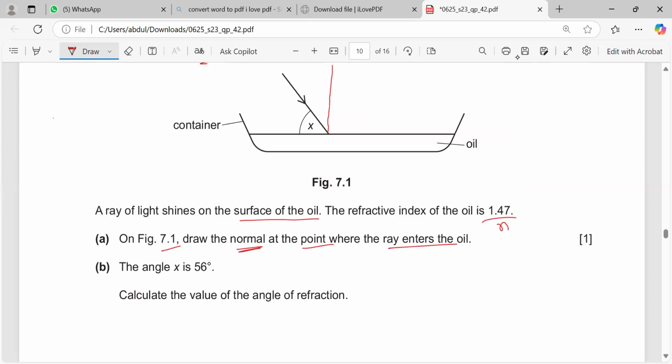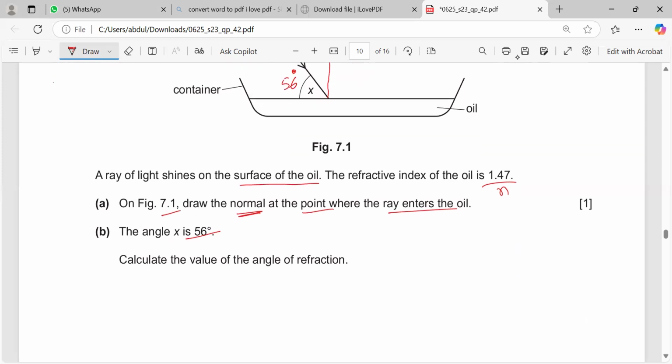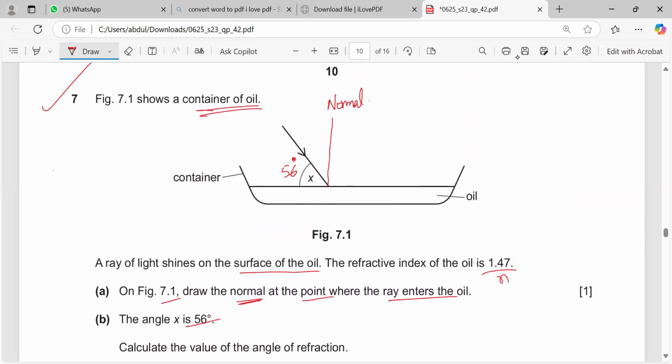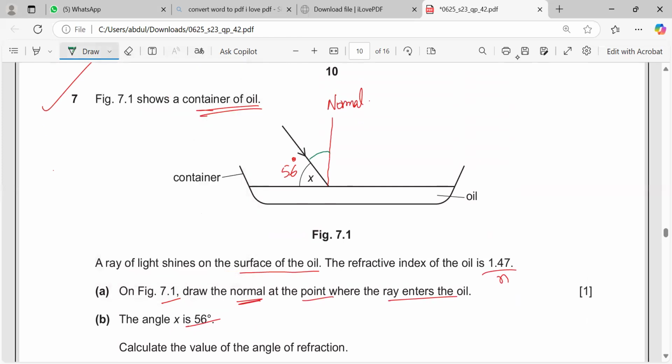Now the angle x is 56 degrees. This one is how much? 56 degrees. Calculate the value of the angle of refraction. Very important here: mostly students are using angle of incidence 56. No, the angle of incidence is basically here. This is the angle of incidence, which is 34 degrees, because angle of incidence will be equal to 90 minus 56, which is equal to 34.